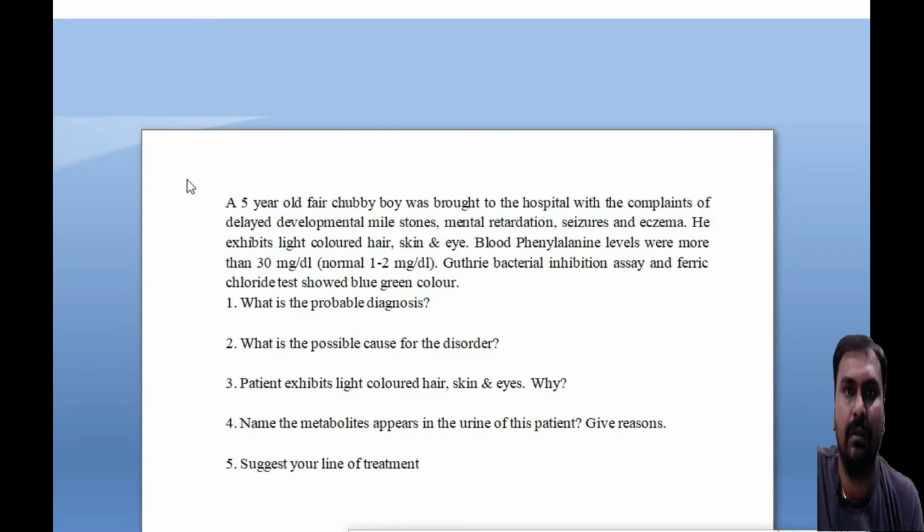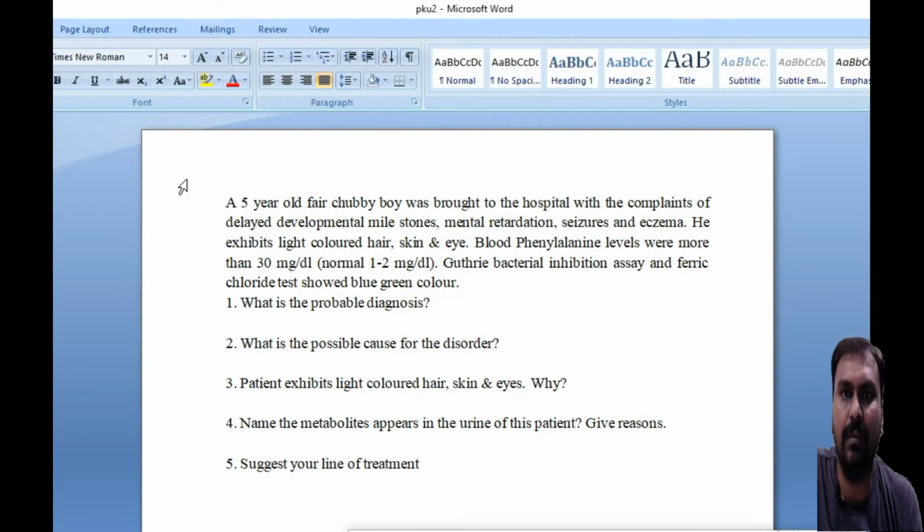Here, a 5-year-old who has complained of mental retardation, seizure, delayed milestone, light color hair and skin. Phenylalanine level is more than 30, normal 1 to 2 milligram. Guthrie bacterial inhibition assay and ferric chloride test show blue-green color. What is the diagnosis? Phenylketonuria.